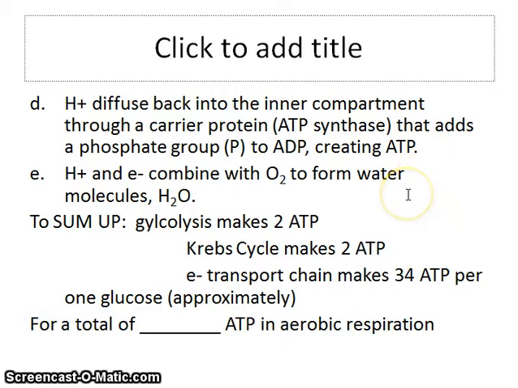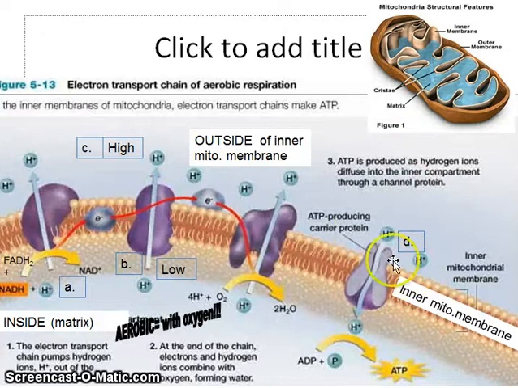Hydrogen ions diffuse back in to the matrix, to the inner compartment of the mitochondria, through a carrier protein, ATP synthase, that adds a phosphate group. So if you look at the picture, this is labeled the ATP producing carrier protein. It's called ATP synthase. If you want to write that down, that would be fine. And all these hydrogen accumulating, they're going to come through here passively from high to low, right? In. And as they do that, this protein makes ATP. In fact, it makes 34 ATP, not just a couple of ATP.